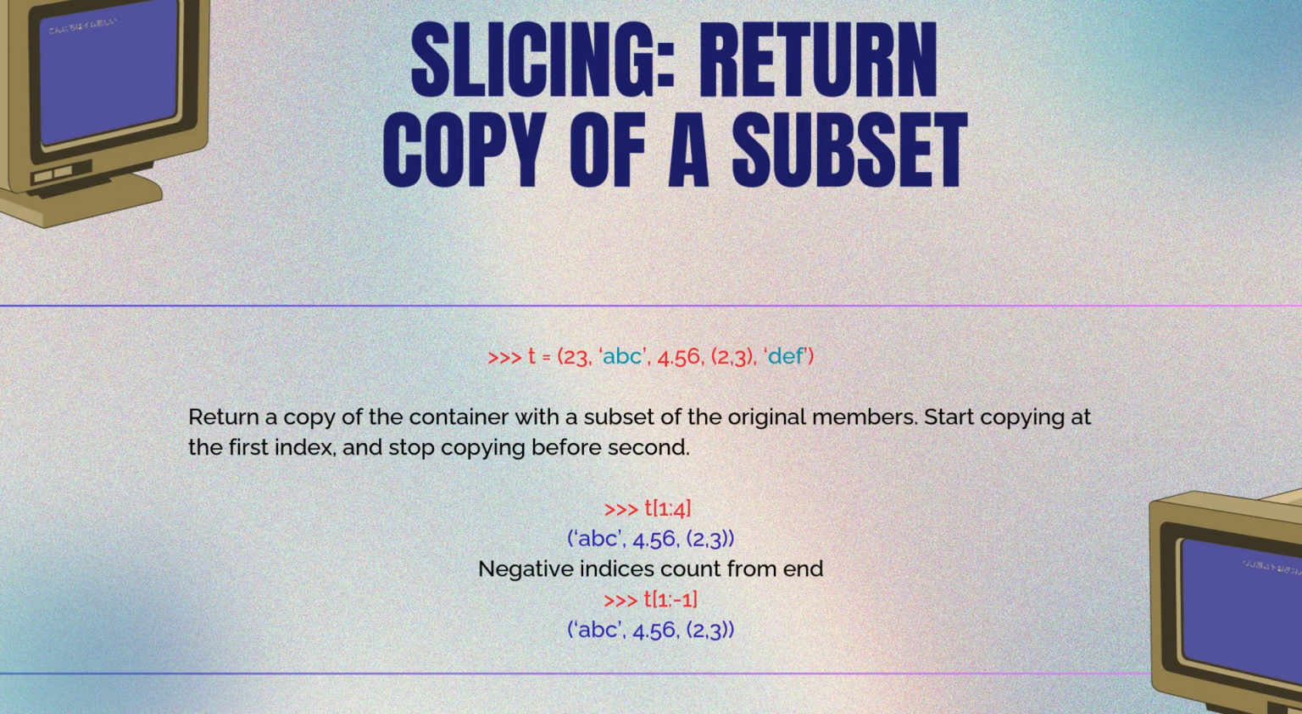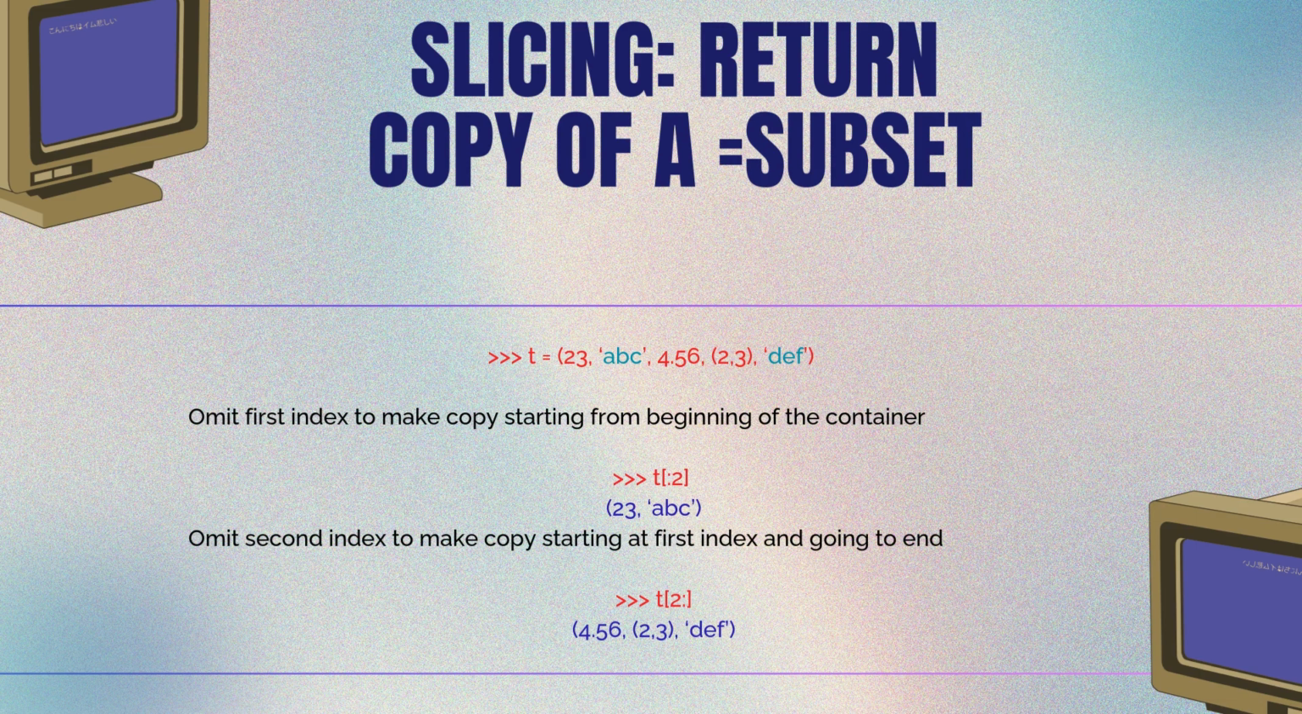Python also supports slicing, where we can return a copy of a subset of a sequence. By specifying a start and end index like t[1:4], we can extract portions of a tuple, list, or string. If we omit the first or second index, it will copy from the start or until the end, respectively. You can make a complete copy of any sequence using the notation t[:]. This is particularly important for mutable sequences like lists, as it ensures that the original and the copy do not reference the same memory location.